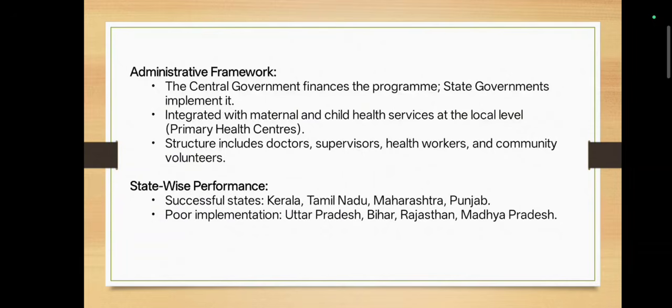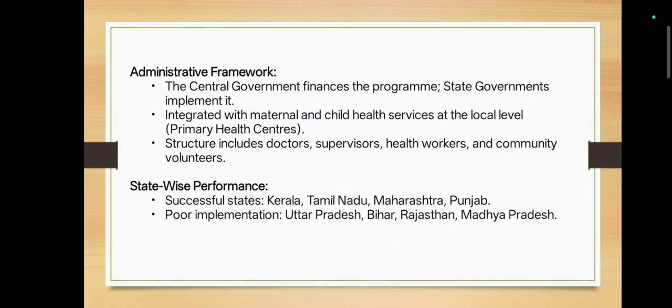Administrative framework. The administrative framework of family planning in India is structured with the central government financing the program and the state governments implementing it. At the local level, primary health centers integrate family planning with maternal and child health services. The structure includes doctors, supervisors, health workers, and community volunteers. This multi tiered system ensures that family planning services reach even rural and underserved populations.